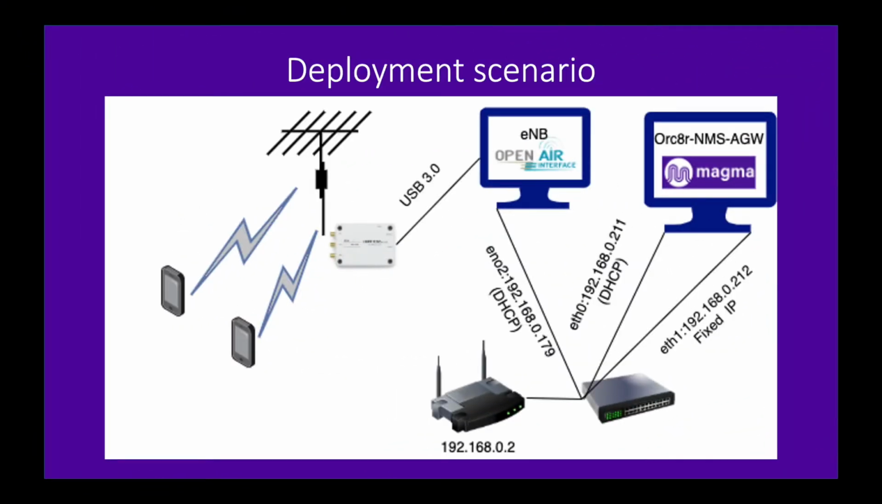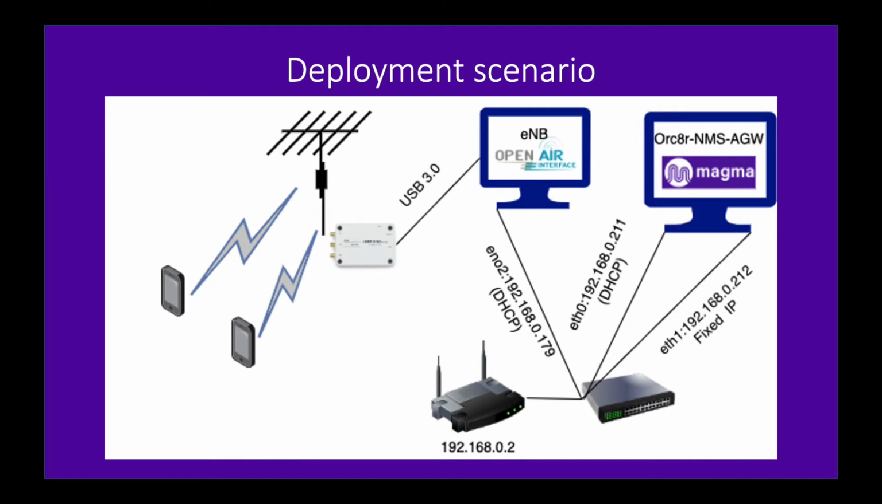So let's start with the deployment scenario. In this case, I have two computers. The first one is for the eNodeB using the OpenAirInterface software, and the second one is the orchestration, the NMS, and the access gateway using the Magma software.